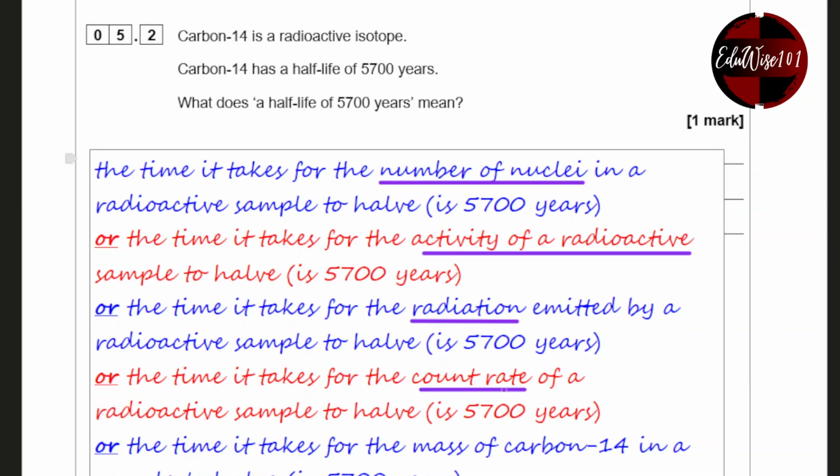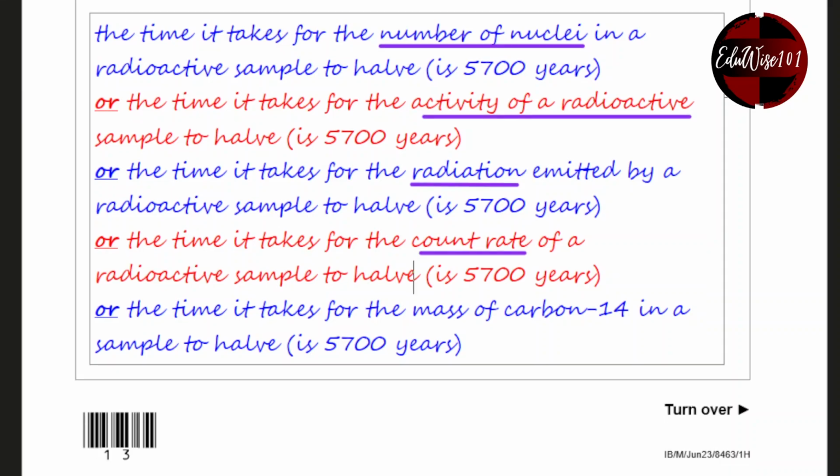And finally, we can talk in terms of the mass as well. The time it takes for the mass of carbon-14 in a sample to half, which is 5,700 years. Next part.